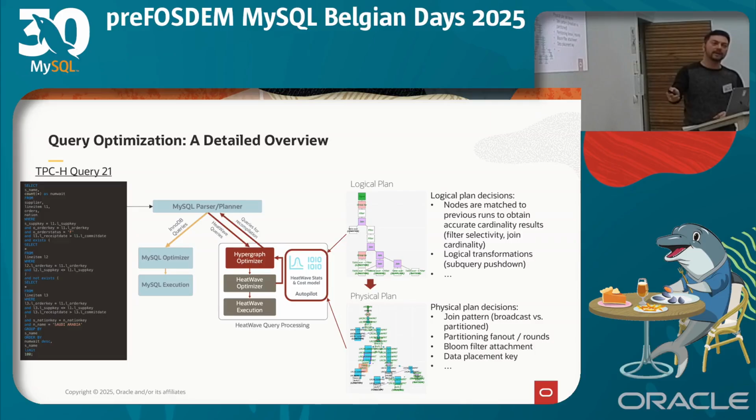Let's say if the MySQL Hypergraph Optimizer chooses HeatWave, then we do another pass over that plan and generate a physical plan. Okay, I need to place these joins on these compute nodes. I need to push the group by aggregation here and there. So we really do physical optimization and end up with a more complicated physical operator plan.